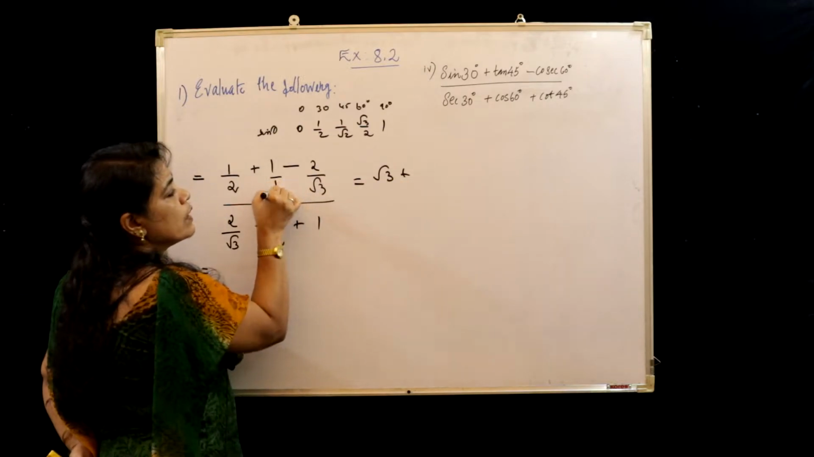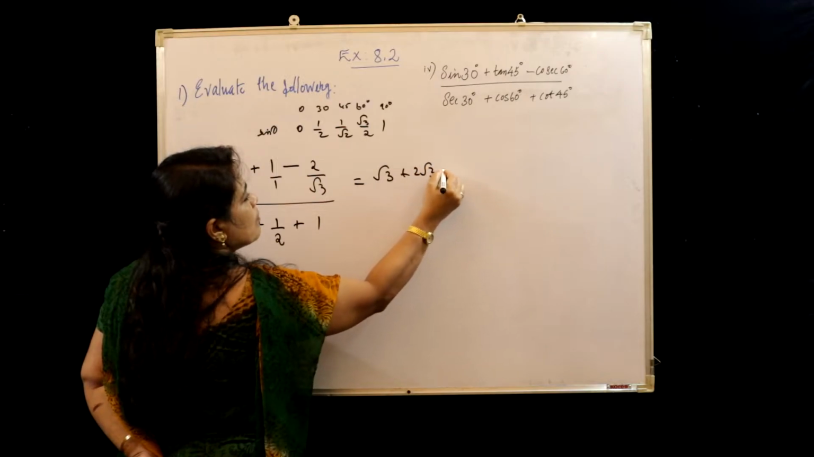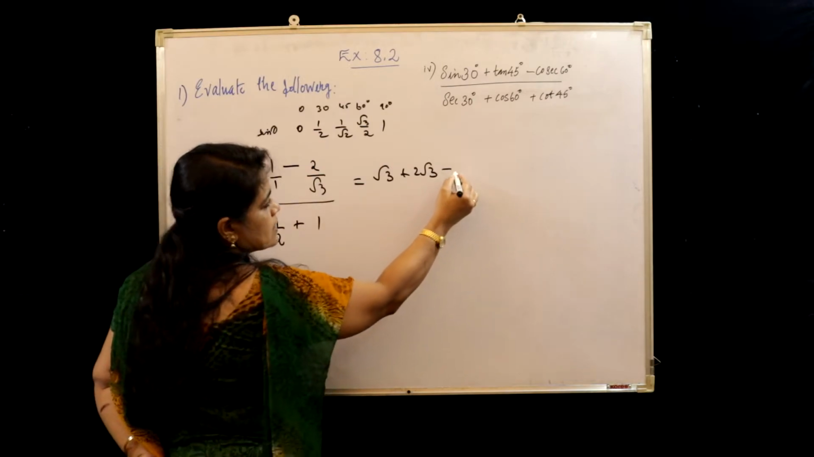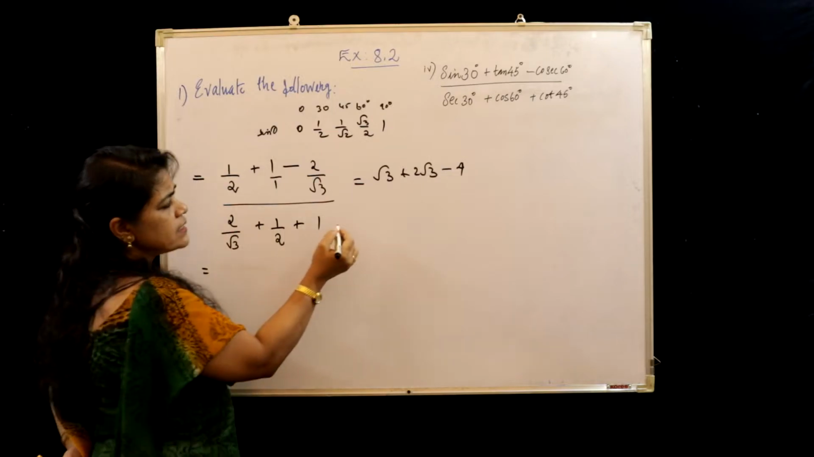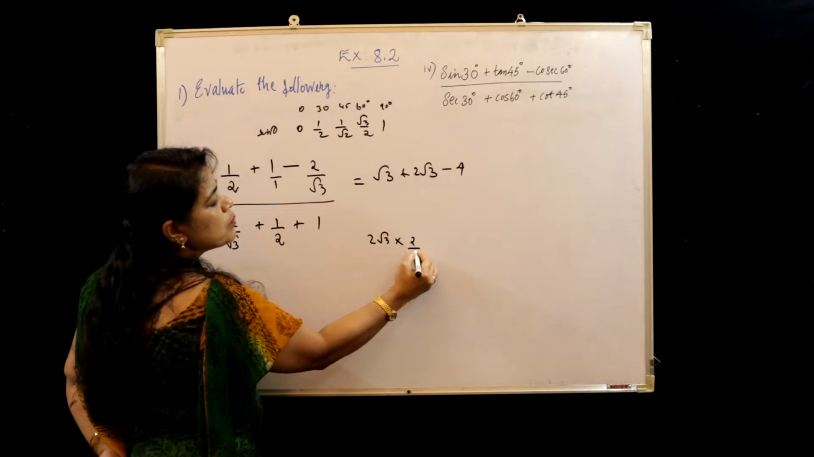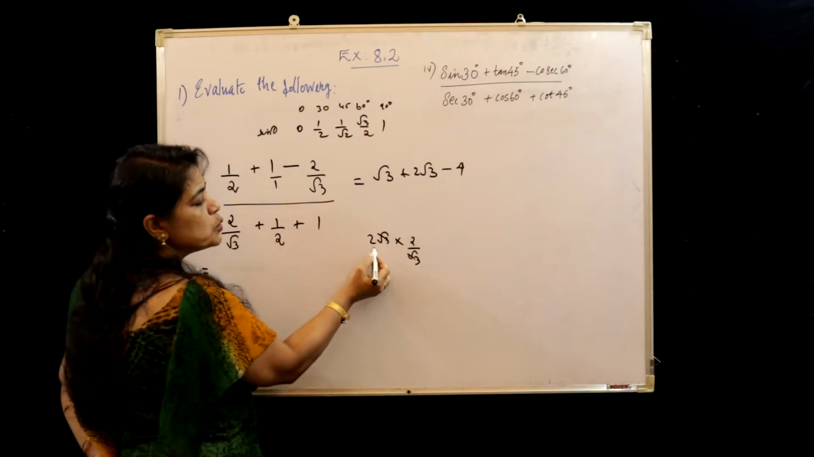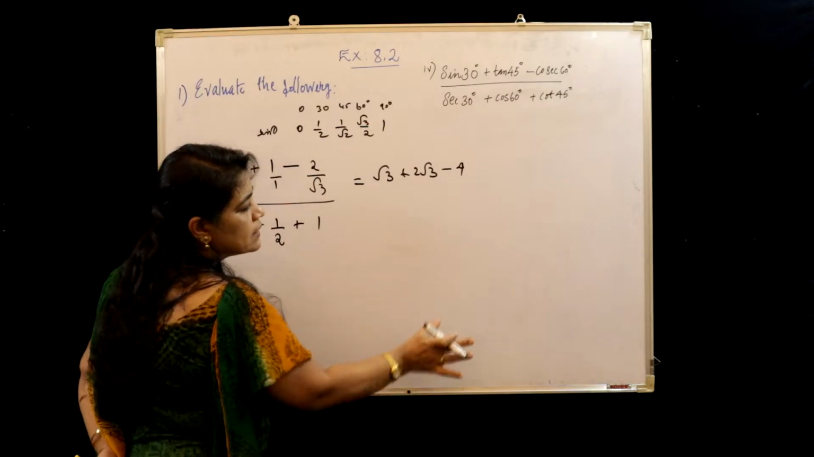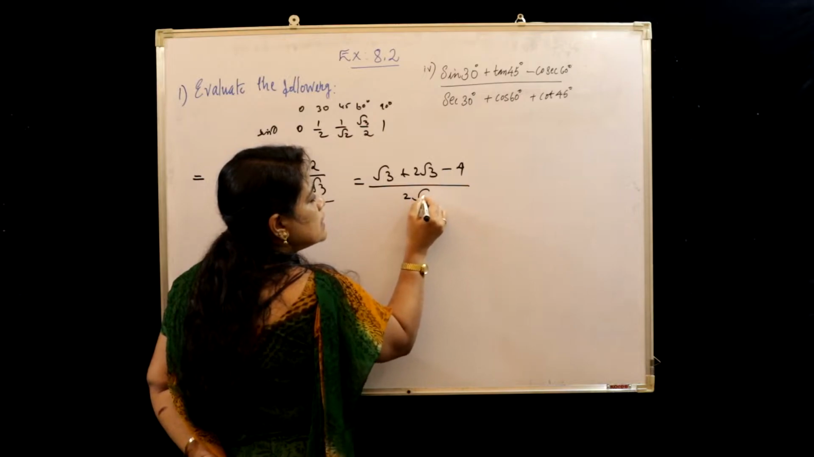So, 1 means 1 by 1. So, 2 root 3 into 1 is 2 root 3. Okay, minus 2 root 3 into 2 by root 3. Root 3 can get cancelled. So, 2 into minus 2 is minus 4. It is clear, children, this is the way: 2 root 3 is the LCM, multiplied with 2 by root 3. So root 3 gets cancelled, 2 into 2 is 4, and we have the minus sign. So the third term is minus 4 divided by the LCM 2 root 3.